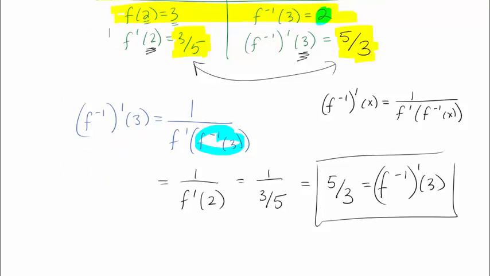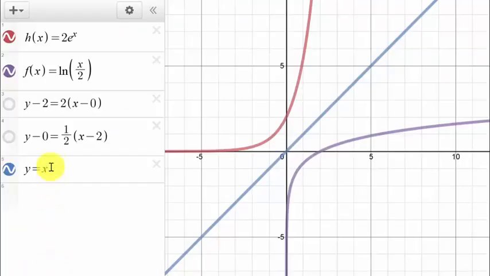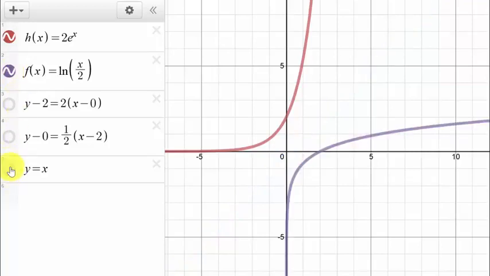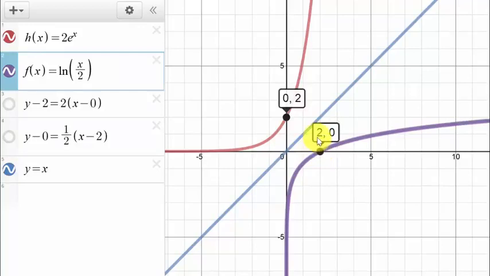If we look at that graphically, here we go. What I have graphed here is h of x equals 2 times e to the x, and f of x equals the natural log of the quantity x over 2, and as you can see, they are reflected about the line y equals x. They look like really nice inverses. We have a lovely point on my first graph at (0, 2), and we have a lovely point here, (2, 0), and you can see that fits what we just talked about with inverse functions. The x and y's will be switched.